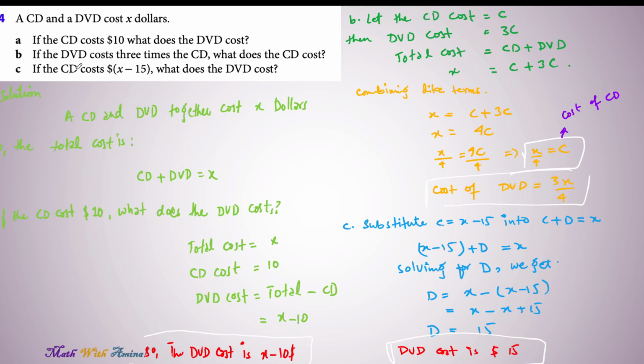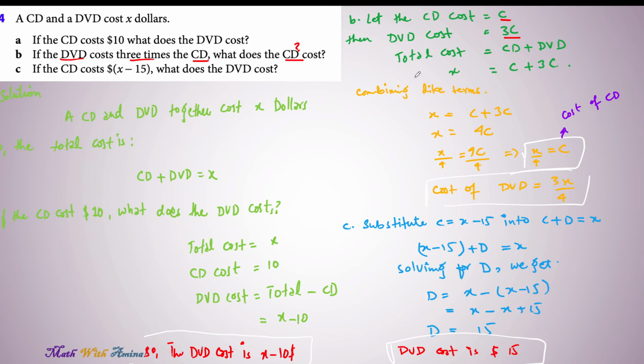In the second part, we are given the information that if the DVD costs 3 times the CD, what does the CD cost? So the cost of the DVD is 3 times the cost of the CD, and we have to identify the cost of the CD. Let the cost of the CD be represented by C, and the cost of the DVD is 3 times that, so let's represent it as 3C.